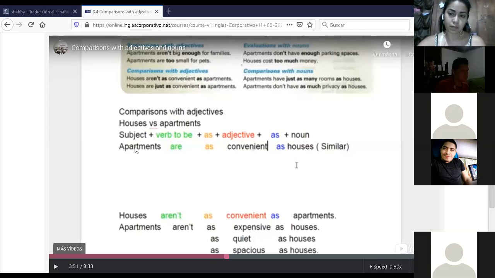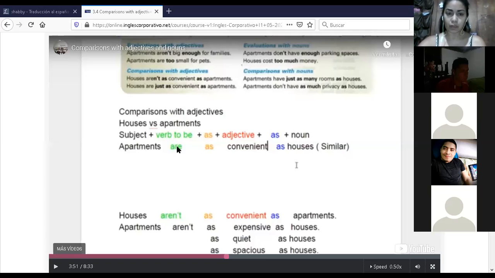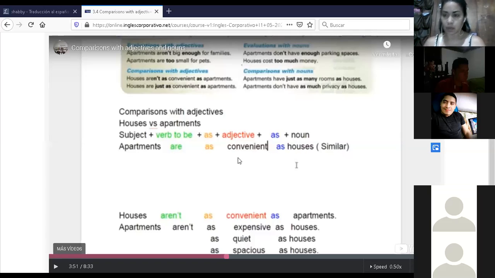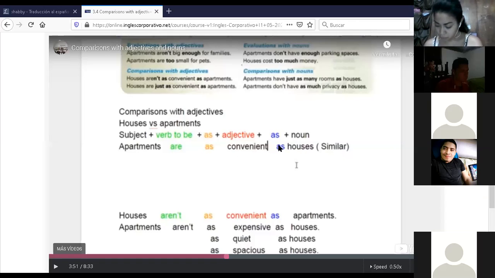That's right. Now, let's go ahead and follow the cursor. My brother, say it with me, please. My brother is as tall as my sister. That's right. So remember, this is comparing in the negative way. Este no es tan tal cosa como este. And this is comparing the same. Este sí es tal cosa como este.